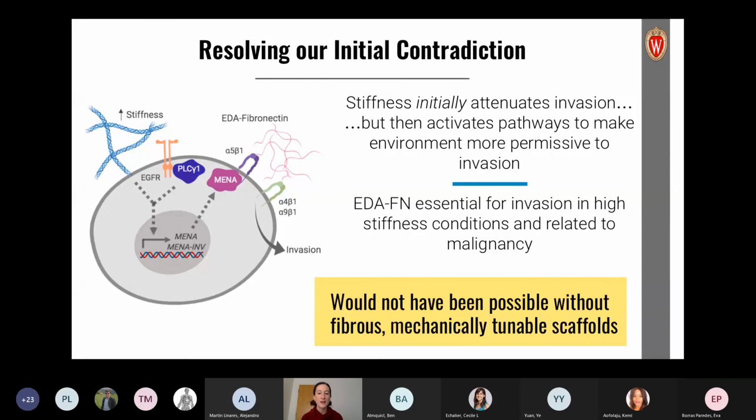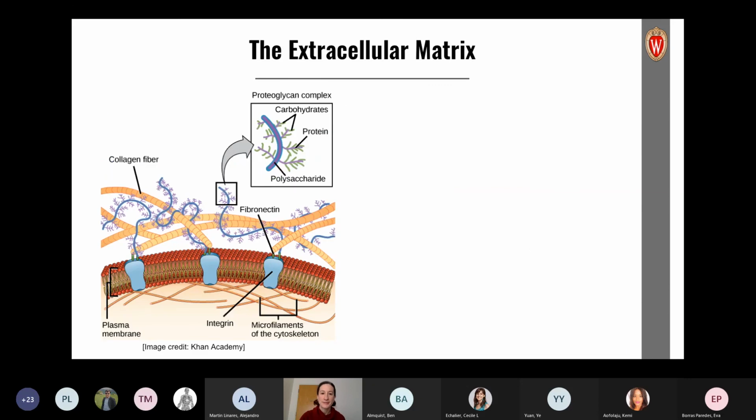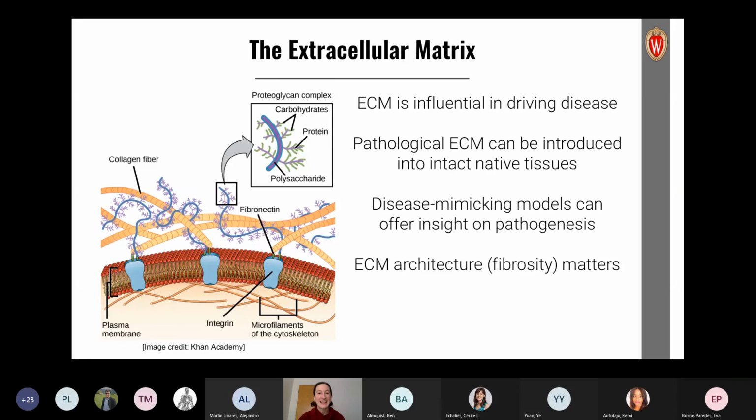But most of all, none of this would have been possible for us to understand without fibrous and mechanically tunable scaffolds. So, closing up my talk here, the extracellular matrix is a great thing, but also could be a bad thing. It's a great thing to study because it's really fascinating and plays such diverse roles in cell behavior. And it's really influential in driving disease. We've found ways to introduce it into intact native tissues, and these disease mimicking models can offer us insight on how diseases are happening. And it's not just extracellular matrix identity that matters, but also its topography and its biophysical aspects that really matter too.